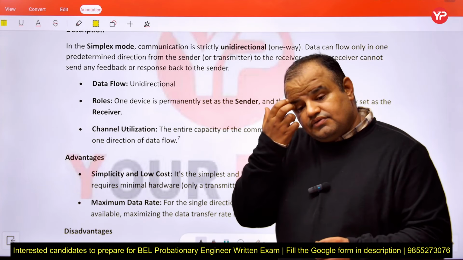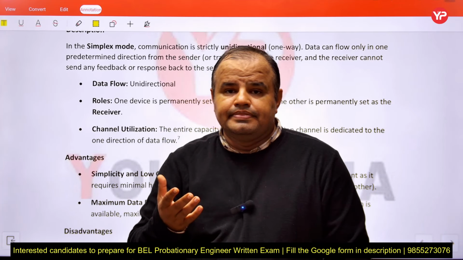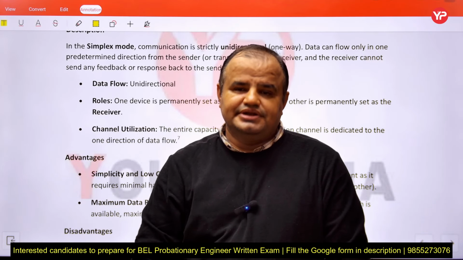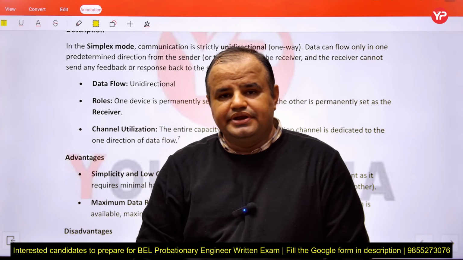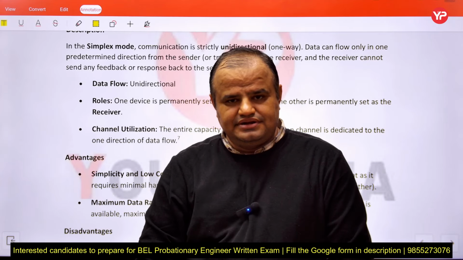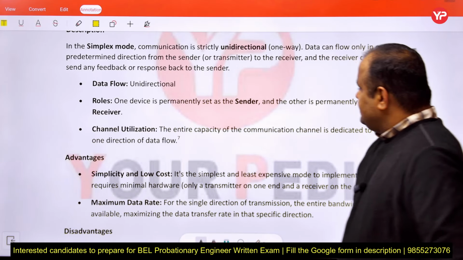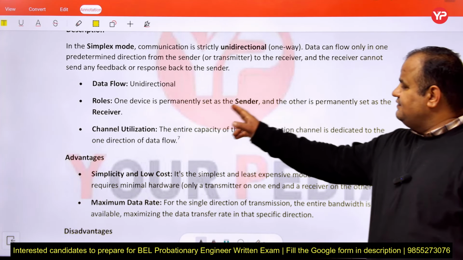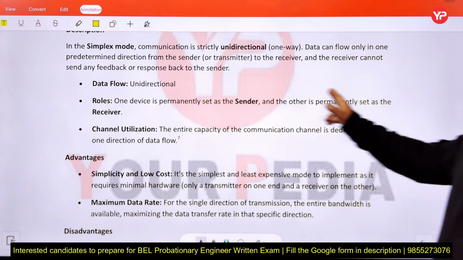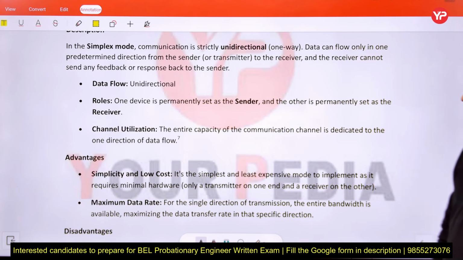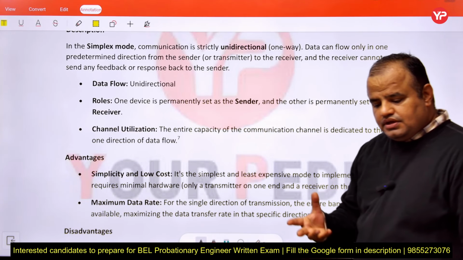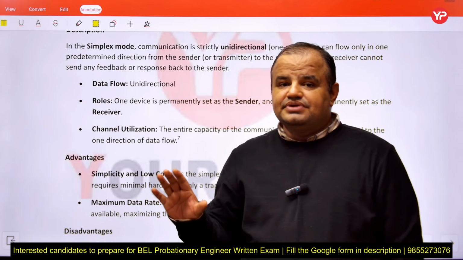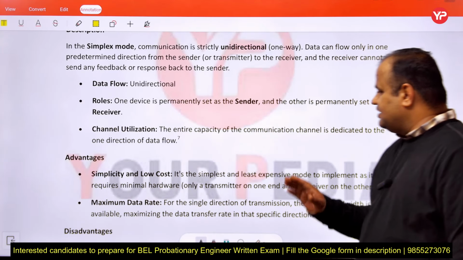Now see, whenever you are watching TV, only the TV can deliver you the data. You cannot talk to the TV. Are you getting my point? It's unidirectional communication, so data is flowing unidirectionally. Roles are fixed: one device is permanently set as the sender, the other is permanently set as the receiver. And channel utilization means the utilization of the channel through which the data is sent. It is completely, fully utilized.